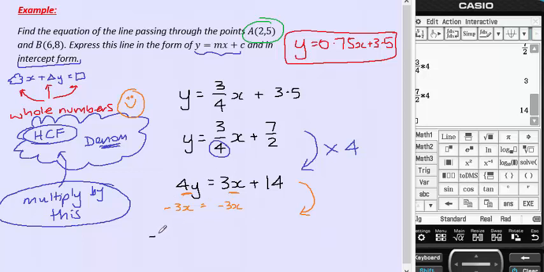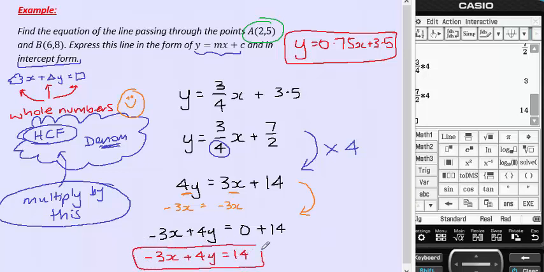And I end up with negative 3x plus 4y on this side. There's my negative 3x plus 4y equals, well, 3x minus 3x is no x's at all. So I have nothing here, plus 14. So finally I end up in my intercept form with an equation that says negative 3x plus 4y equals 14. And that is my equation in intercept form, and that's all good.